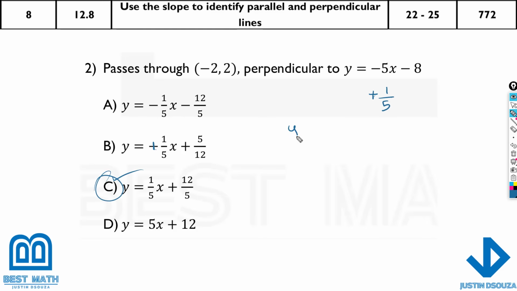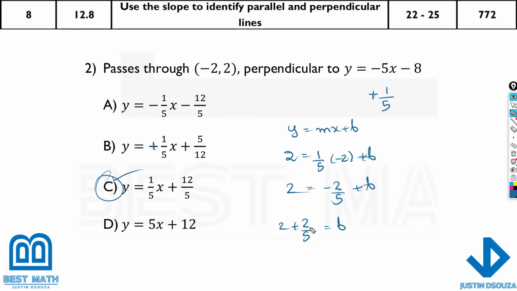Then we have to write y is equal to mx plus b. And what are the y and x values? It's 2 is equal to m is 1/5, x is minus 2, plus b. And then solve it up. Here it will be minus 2 by 5, and we'll take it to the other side. It will be 2 plus 2/5 equals b. So how do you solve it? Just use the calculator. Over here only you can use the calculator and get this b value. But if you're doing it in your mind, then we have to multiply 5 and 5 here. So it's going to be 10 plus 2, it's 12 by 5. That is equal to b here.